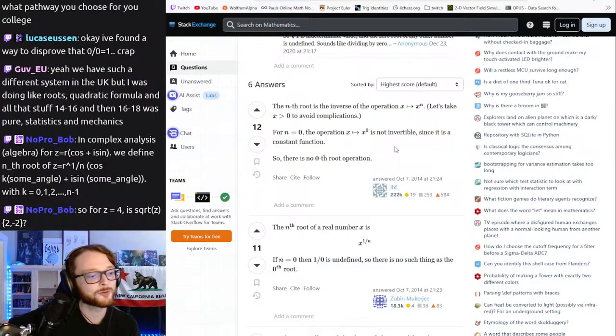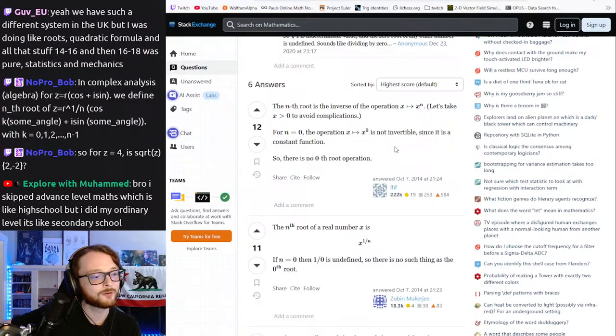We had such a different system in the UK, doing roots, quadratic formula, and all that stuff, 14 to 16. 16 to 18 was pure statistics and mechanics. Yeah, I know in general the EU has a way higher emphasis on pure math, whereas America is more kind of calculations and applied, usually, at least early on.